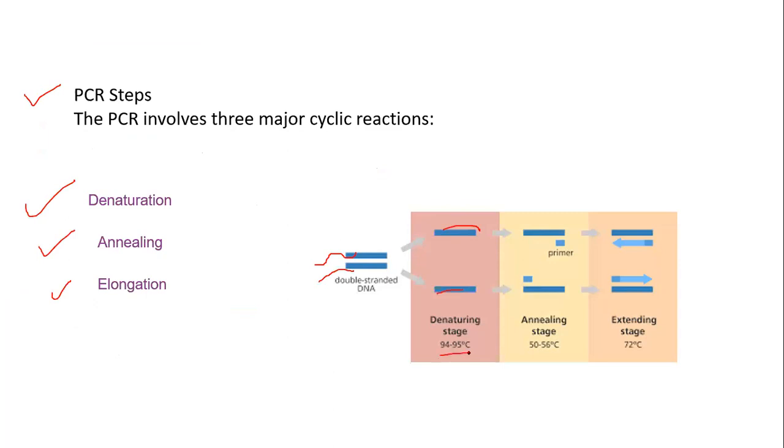So we have to heat it. We don't have to actually heat it. We can say in another way, we have to provide the temperature for the denaturation. Second one will be the temperature down, that is 50 to 56 degrees Celsius.